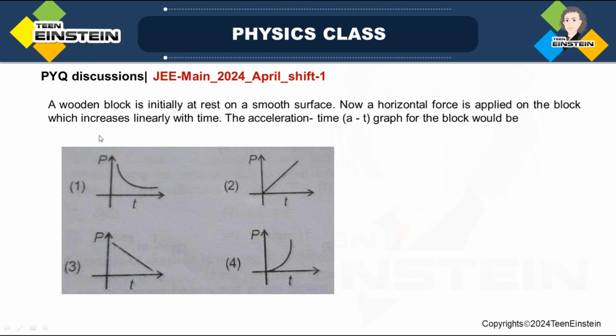The question says, a wooden block is initially at rest on a smooth surface. That means frictionless surface. Now a horizontal force is applied on the block, which increases linearly. That means the force itself is increasing linearly. Suppose this is a horizontal plane. There is a wooden block like this, and this is actually a smooth surface.